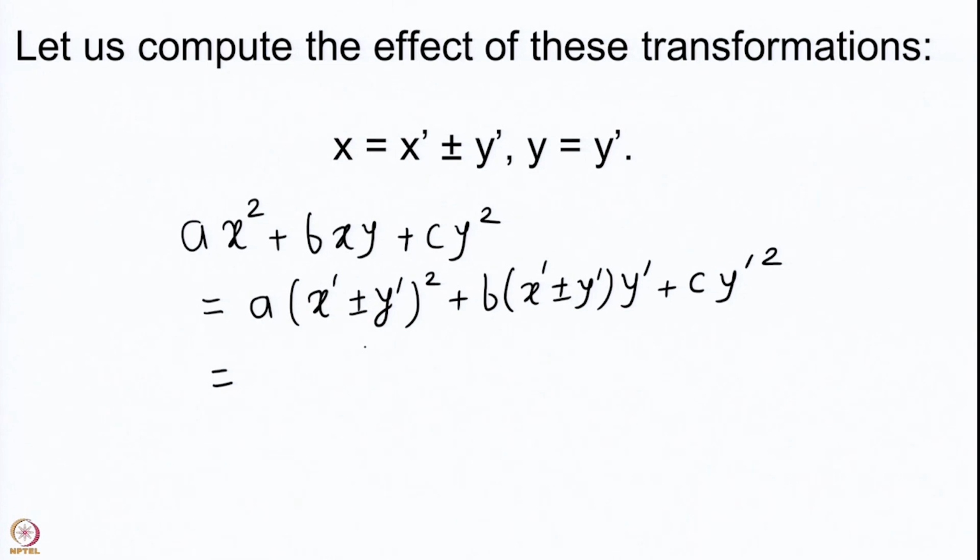So, once again, if you count the terms which are coming from x prime square, you will get only this thing, because there is no x prime square coming from the remaining terms. Then for y prime square, that will be a plus or minus b plus c. So, these are easily obtained.